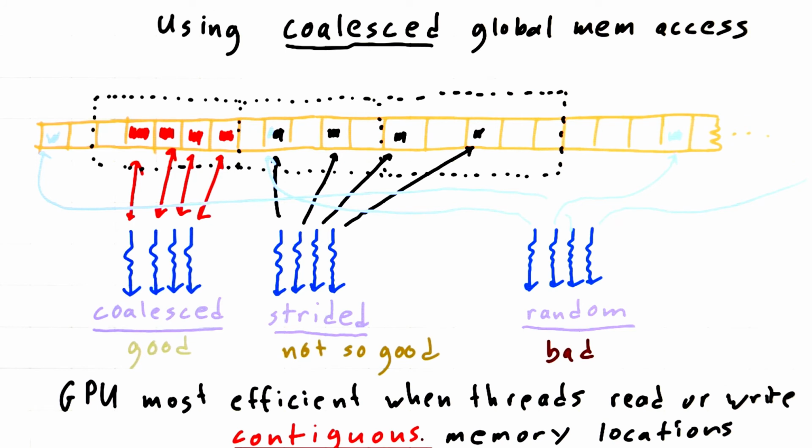So we'll talk more about memory optimizations later. So for now, just know that global memory is going to be fastest when successive threads read or write adjacent locations in a contiguous stretch of memory. Let's have a little quiz to explore this.